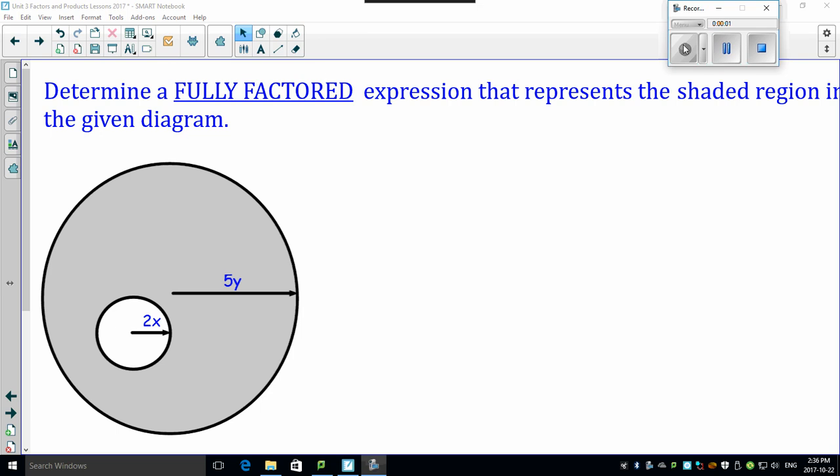Oh boy, word problems, woohoo! Okay, look at this question. It looks awful, but it says, determine a fully factored expression that represents the shaded region of the given diagram. Well, if you look at this, this looks like some sort of donut with an offset hole.